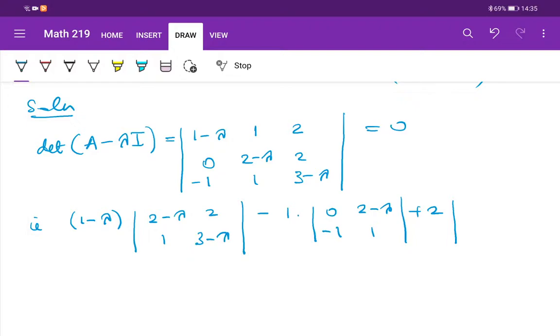That's the last entry in the first row, so we delete the first row and the last column. 0, 2, minus lambda, minus 1, 1. So I think I made a mistake here, and let's just correct this. Here we're supposed to delete this, and then you can see that you have 0, minus 1, and 2, 3 minus lambda.